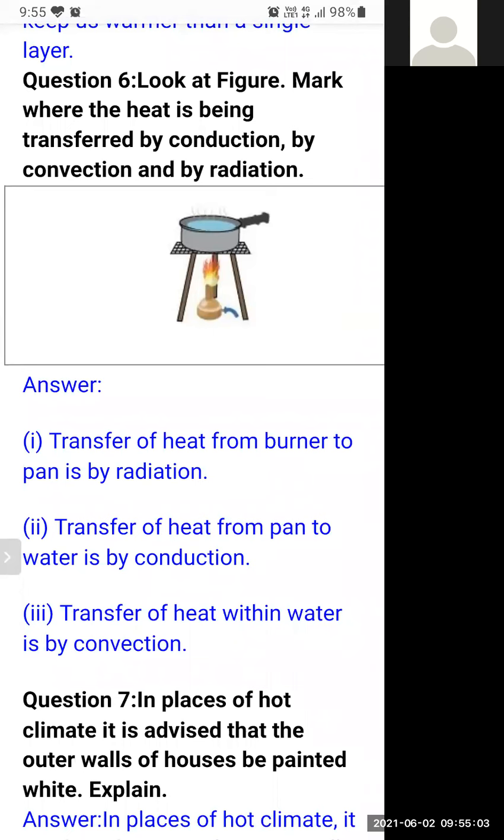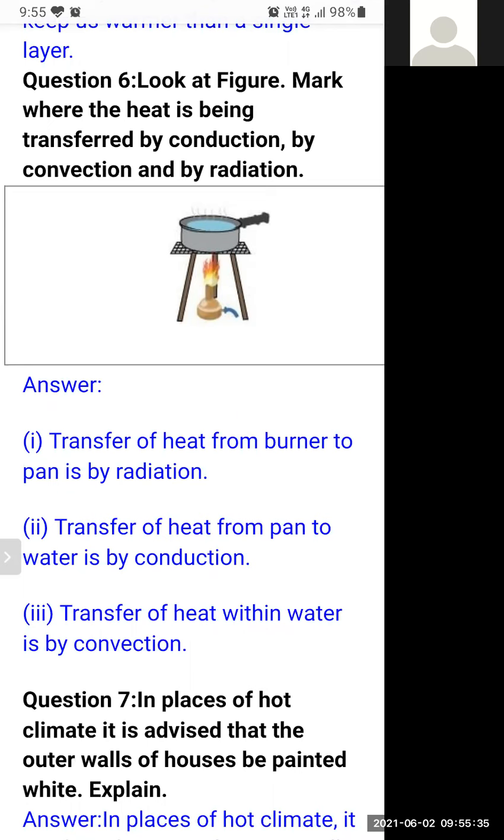The heat is transferred from the pan to the water. Pan to the water, by which method? There is a direct contact between the bottom surface of the pan, this container, and the water. Direct contact. So heat is transferred from the pan to the water by conduction, because the pan is a solid, and in solids heat is transferred by conduction.